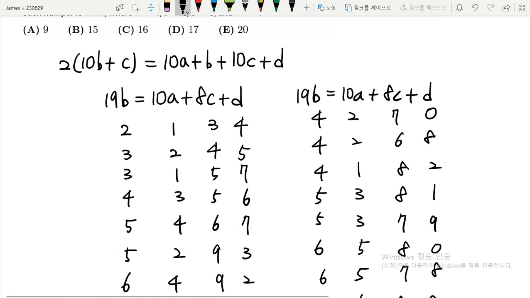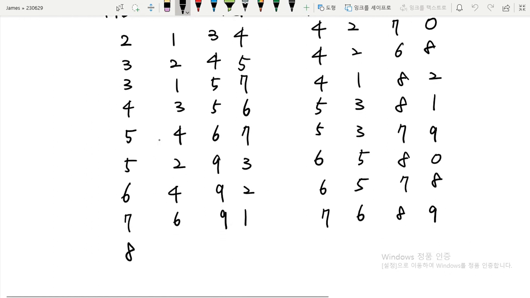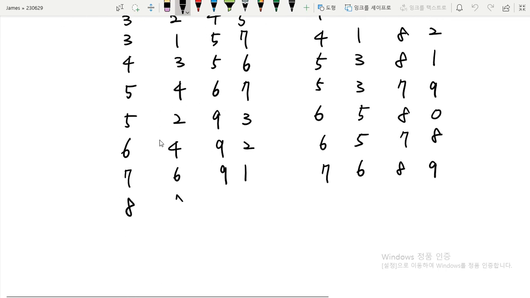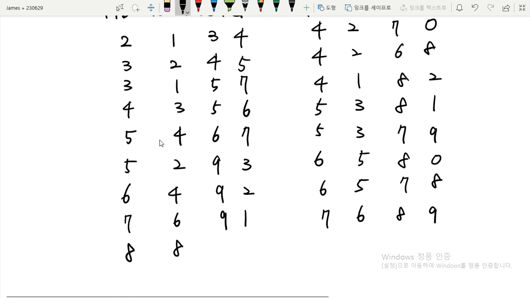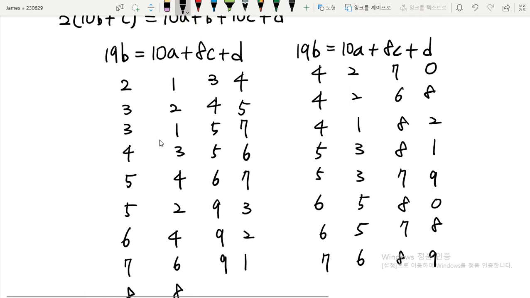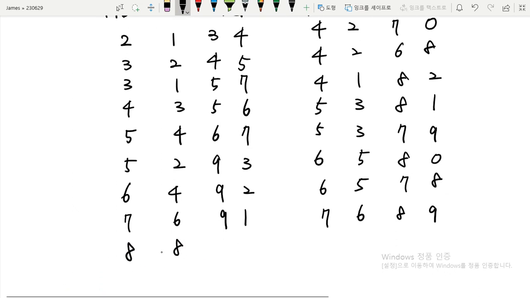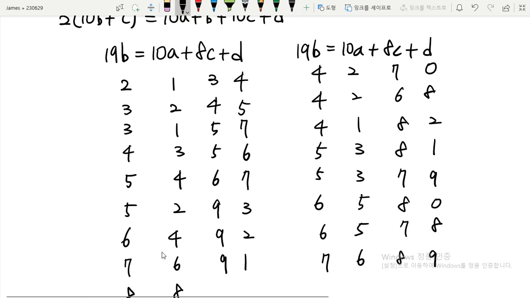Usually, A cannot be equal to B. So if B and A are both 8, what will be the value of C and D if B is 8 and A is also 8? That means AC plus D should be 72. So can you think of C and D making 72?